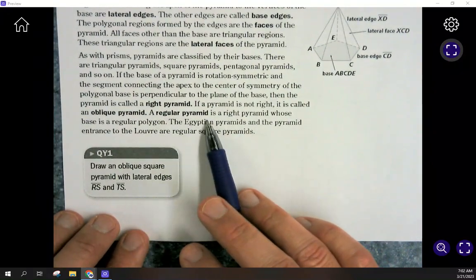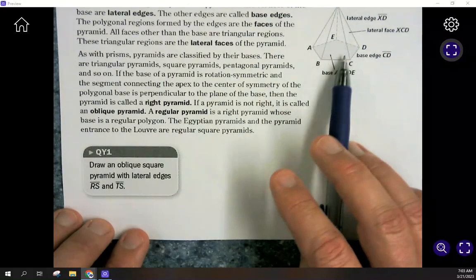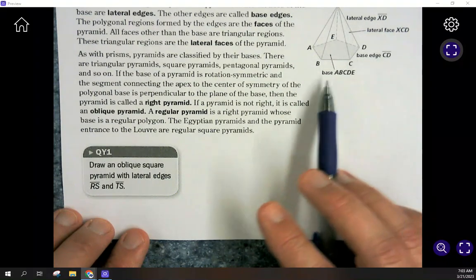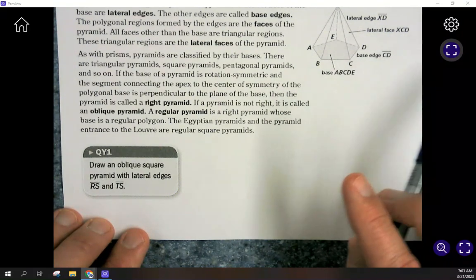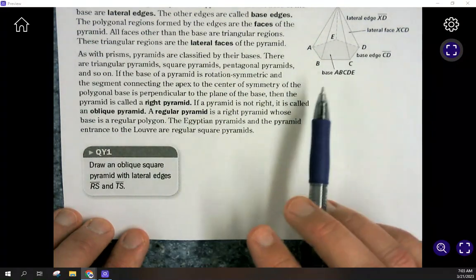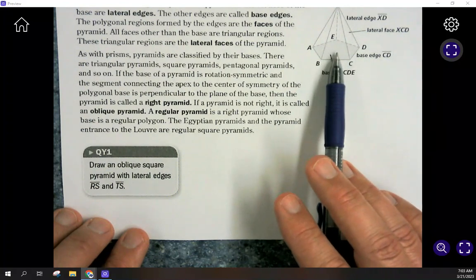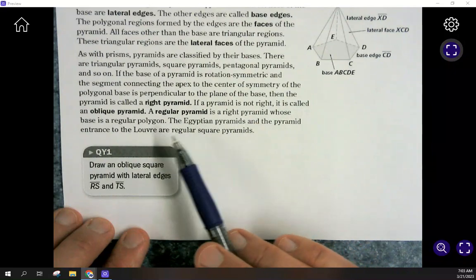So a regular pyramid, again, just like with our prisms, is any right pyramid whose base is a regular polygon. So we could have a pentagon down here that's all different size angles and sides. So that would just be a pentagonal pyramid. But if you see the word regular pyramid, we know that it's a regular polygon. And eventually we're going to get into certain times where we're going to have to find the area of that. And we know how to find the area of a regular pentagon.